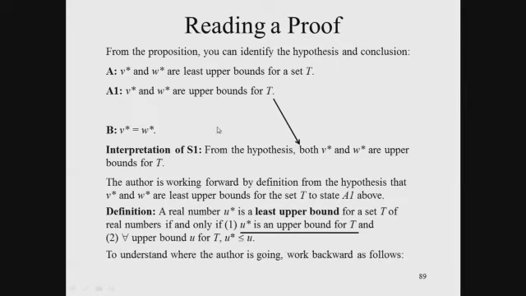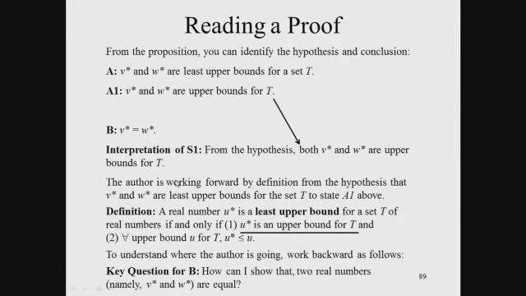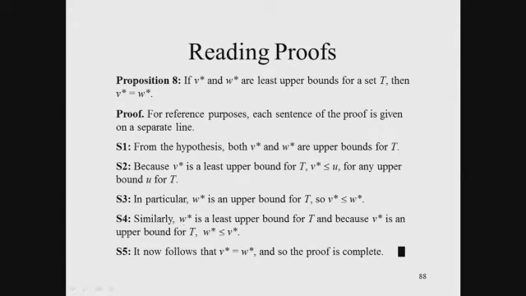To understand where the author is going, what we should do is work backward ourselves so that we know where the author is headed. So let's work backward from B. Can somebody help me with a key question? How can I show that two numbers are equal? After all, V star and W star are real numbers. So let me put up the condensed proof and ask you to take a moment to look at it and see if you can identify how the author answered the key question: how can I show that two real numbers are equal?